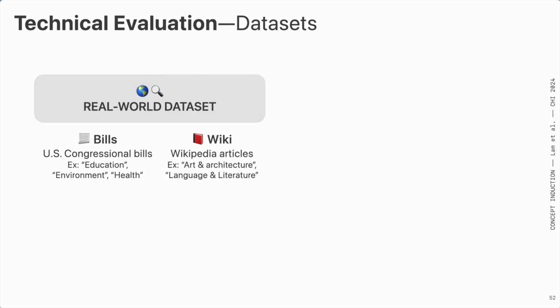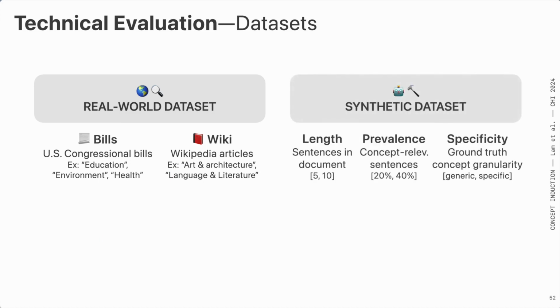We use a Congressional Bill Summaries dataset and a Wikipedia articles dataset for the real-world datasets, which have manual ground truth topic annotations. And we generate synthetic datasets that vary in length, concept prevalence, and that both contain overarching generic themes as well as specific nuanced concepts. These are ground truth concepts that we've seeded in the dataset, and this specificity dimension allows us to separate out how well LLooM works at surfacing generic topics versus specific ideas that are not always captured by topic models.